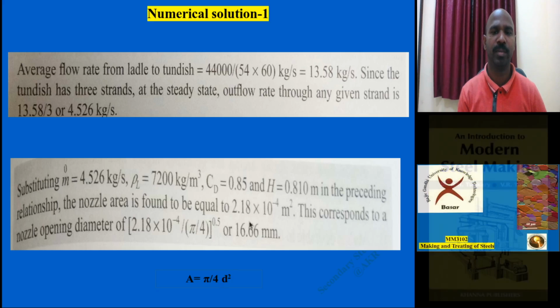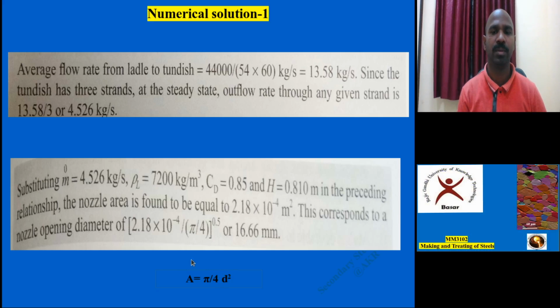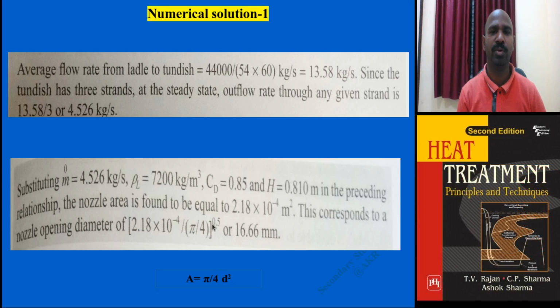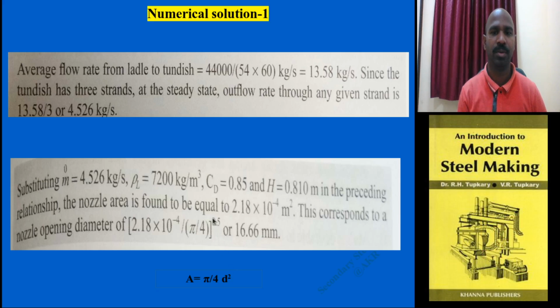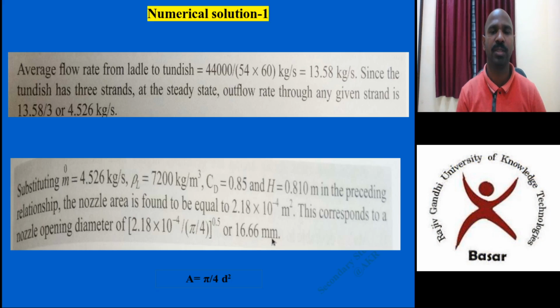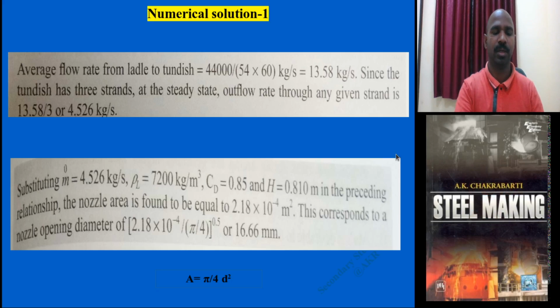So I will take this to the LHS side, and this will be the RHS side. This pi by 4 goes to the denominator, and this square goes to the right side as a half power. Finally the opening of each strand comes to be 16.6 in terms of mm size, 16.6. These things one needs to keep in mind.